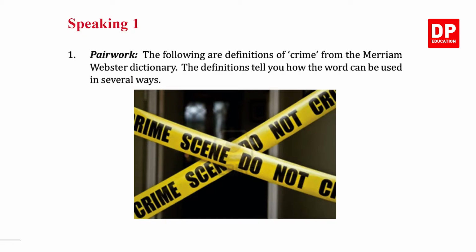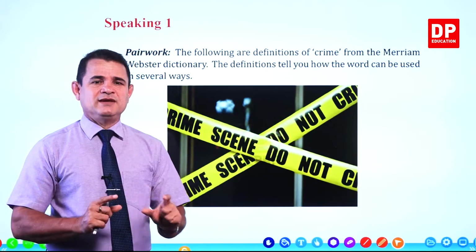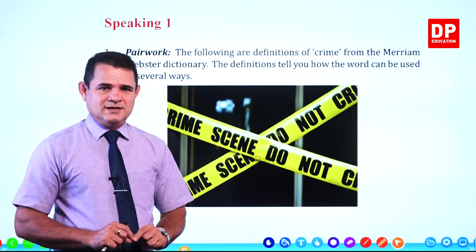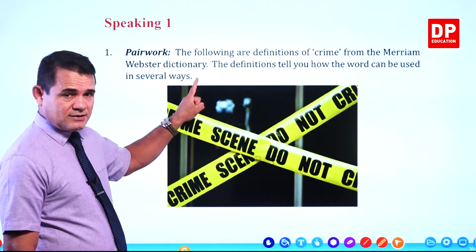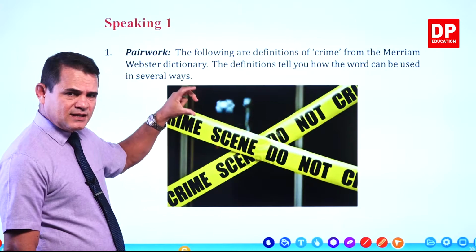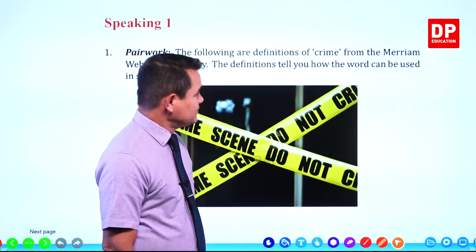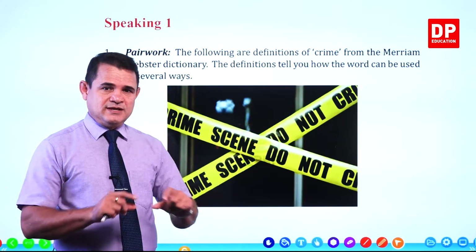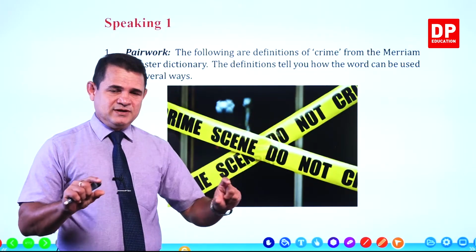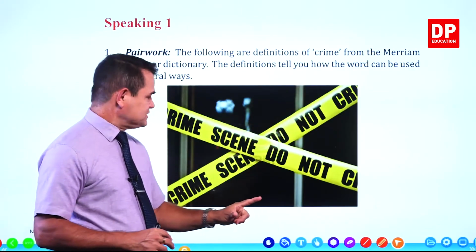That is pair work. The following are definitions of crime. Now some definitions of crime. Definitions of crime are given. Crime, from the Merriam-Webster dictionary, taken from a dictionary, right? So the name of the dictionary is given. The definitions tell you how the word can be used in several ways. So these definitions taken from that dictionary show how the same word is used in different ways.